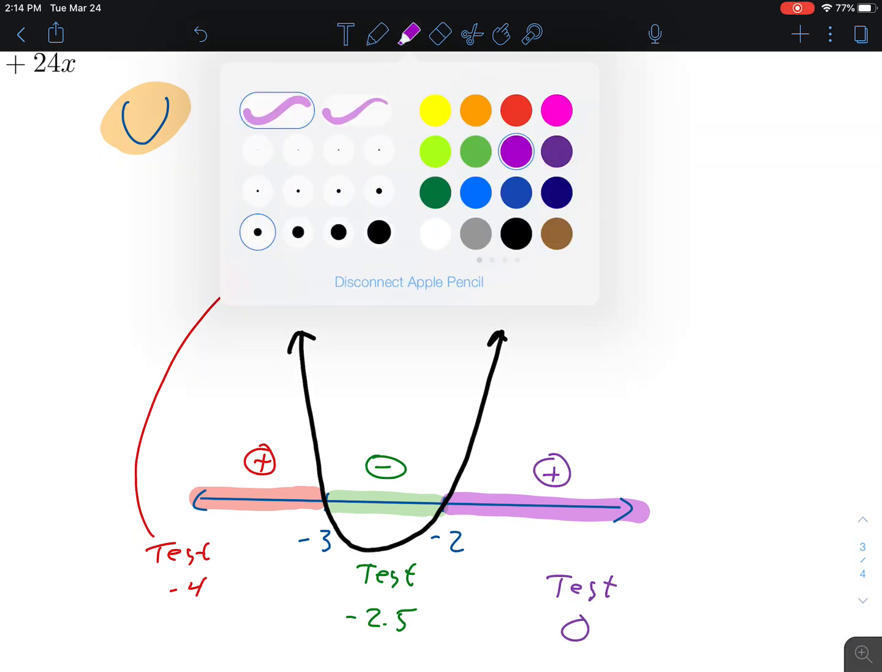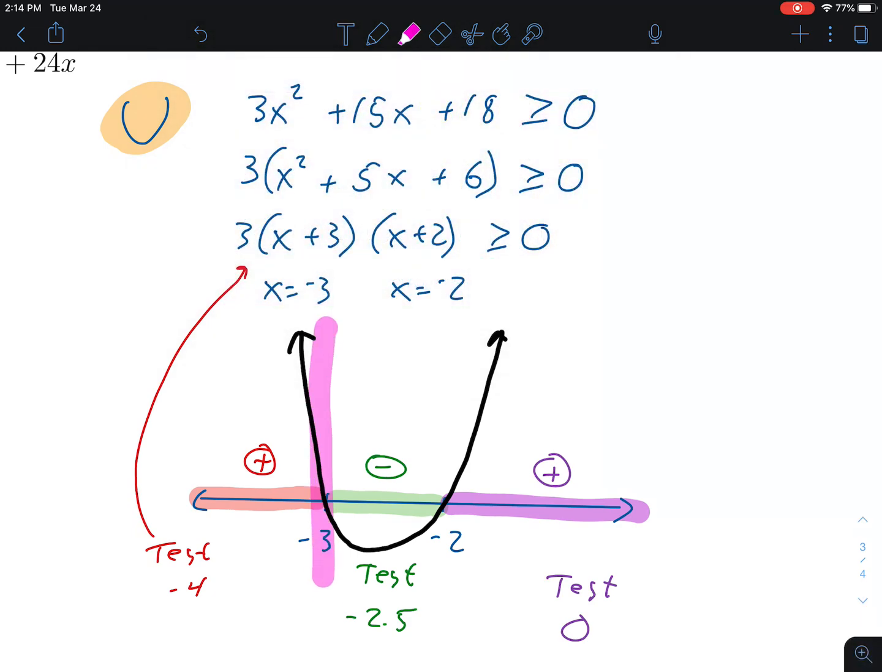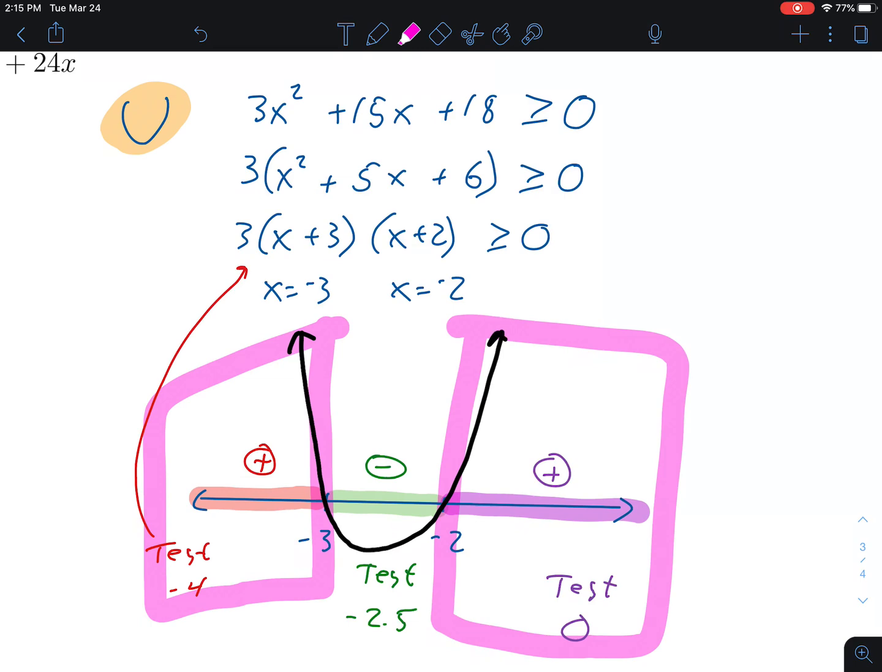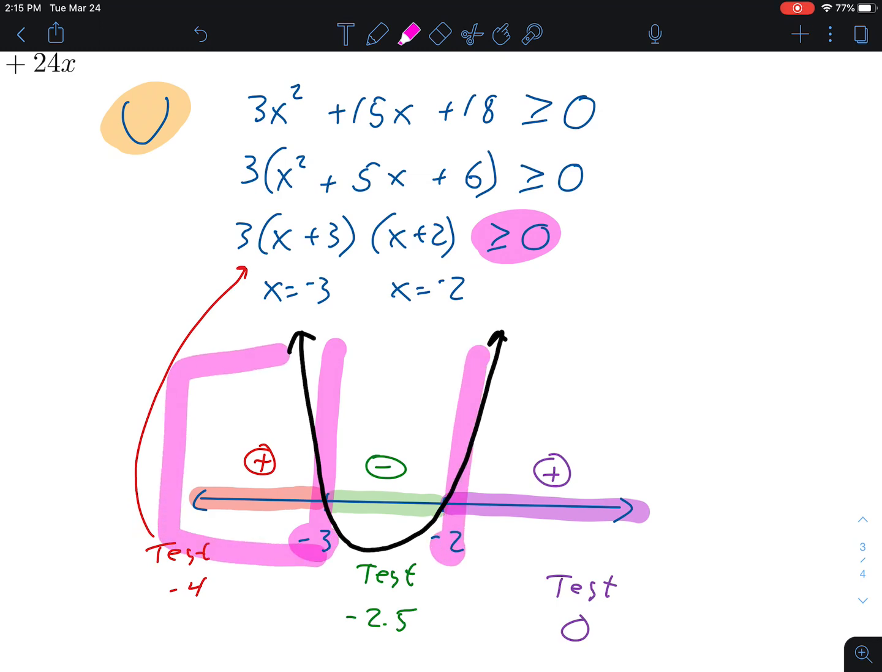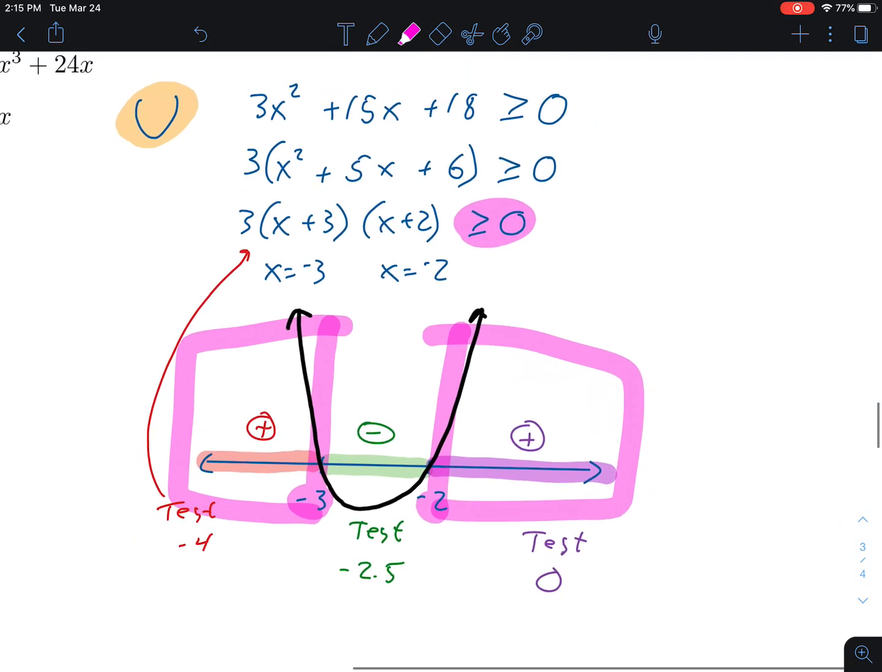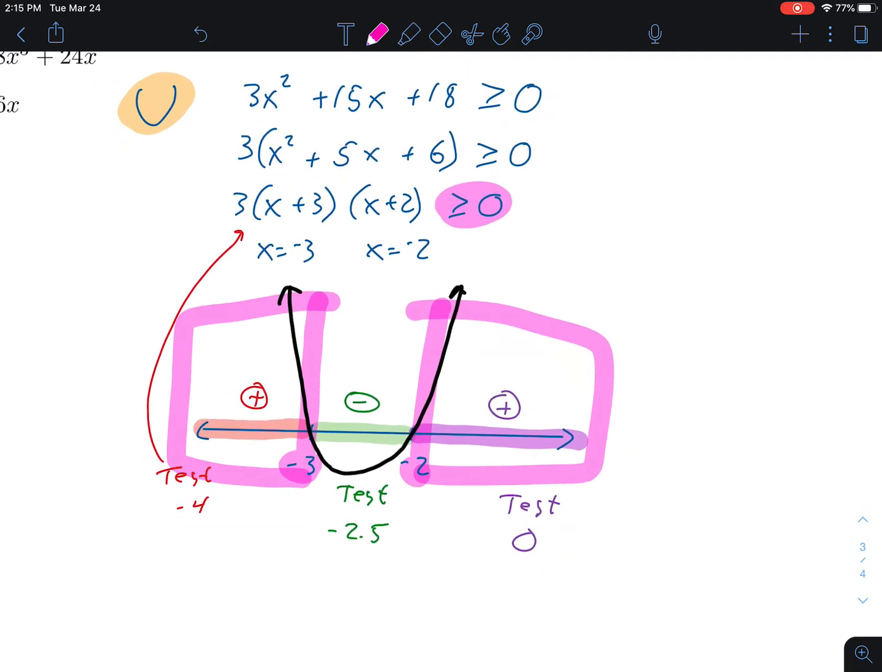So this is the area where I am greater than or equal to 0. This is also the area I'm greater than or equal to 0. And this is the area where I am less than or equal to 0. Let's see what I'm asking for. Greater than or equal to 0. I include the endpoints, because it's or equal to.